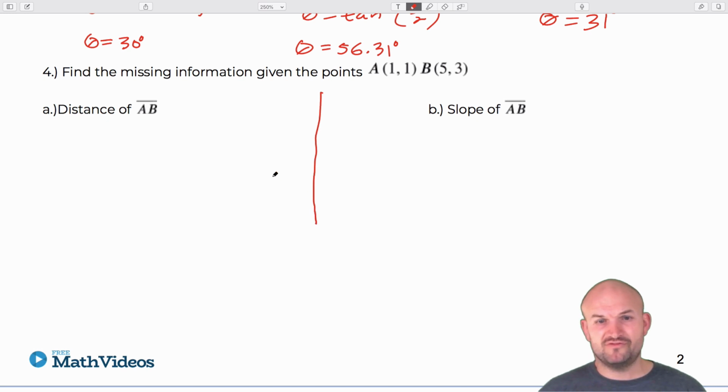So let's get a good visual of what's actually going on here. I have one point, 1, 1, which is A. And then I have another point B, which is at 1, 2, 3, 4, 5, and 1, 2, 3.